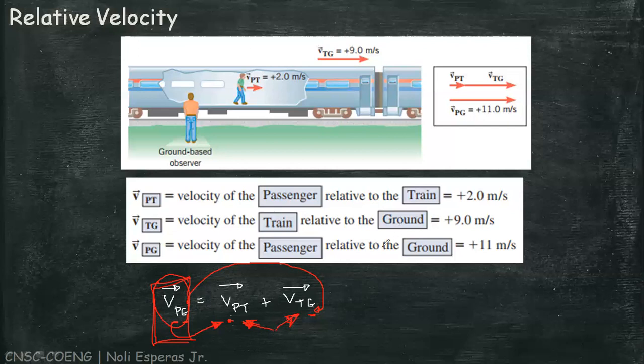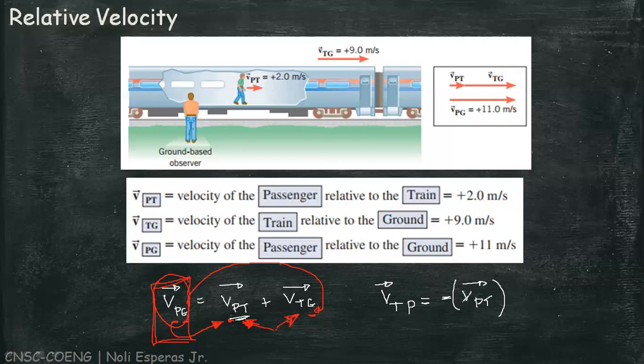Also, you have to take note of this: if we reverse the velocity, or we take the velocity of the train relative to the passenger, so the V_PT is reversed, it is equal to negative V_PT. This means that if the subscript is interchanged, it will result in a negative value, or it is directed in the opposite direction.